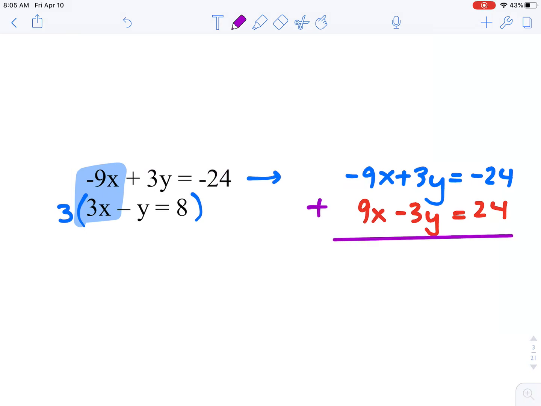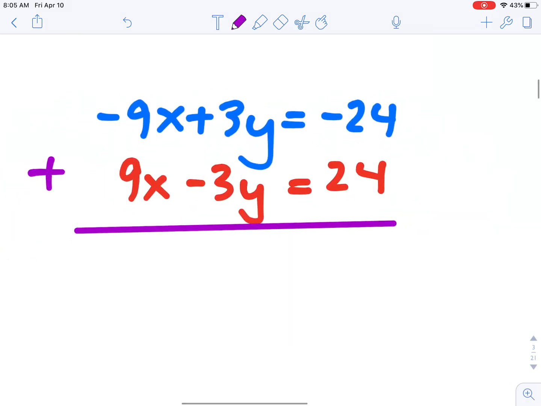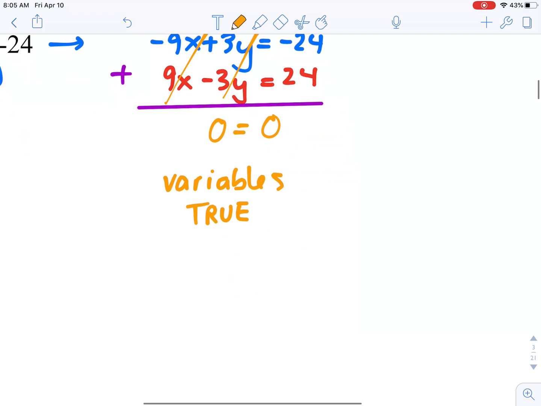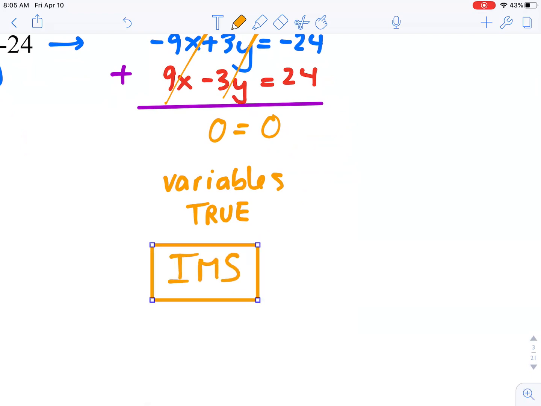When you add these up, my x's cancel out and my y's cancel out. Leave that placeholder of 0. 24 plus a -24 is 0. If all your variables cancel and you get something that is true, when they ask how many solutions there are, there's going to be infinitely many solutions. IMS is my shorthand. And if these lines were described, we would describe them as the same line.